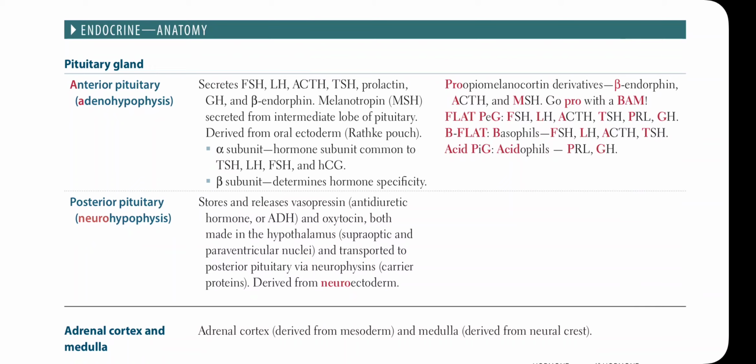Alpha subunit, hormone subunit, common to TSH, LH, FSH, and HCG. Beta subunit determines hormone specificity. So pro-opiomelanocortin derivatives, these are three of those. These are beta endorphins, ACTH, and MSH.